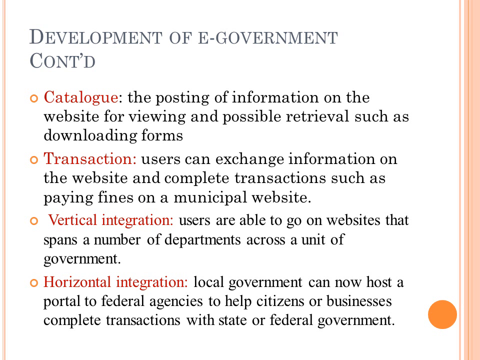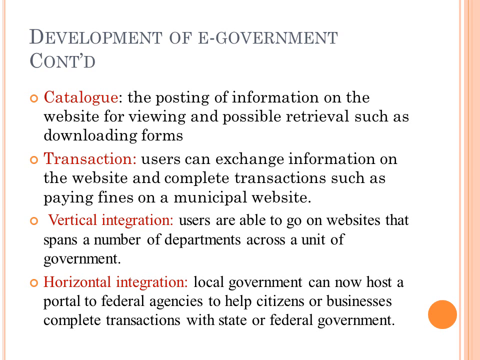The catalog stage involved the posting of information on the website for viewing and possible retrieval, such as downloading forms. In the transaction stage, users can exchange information on the website and complete transactions such as paying fines on a municipal government website.